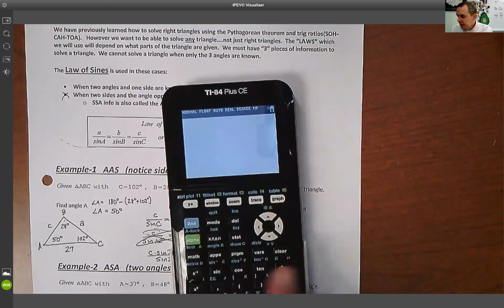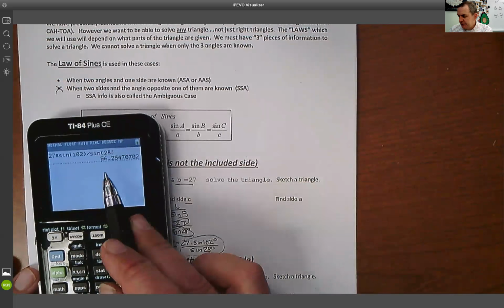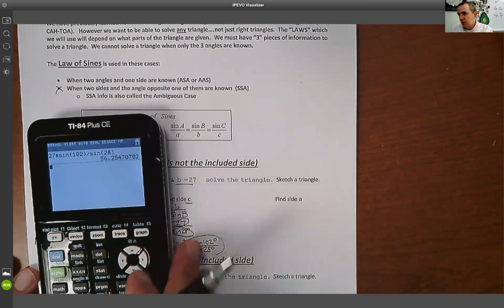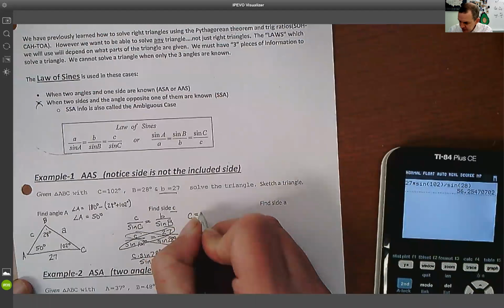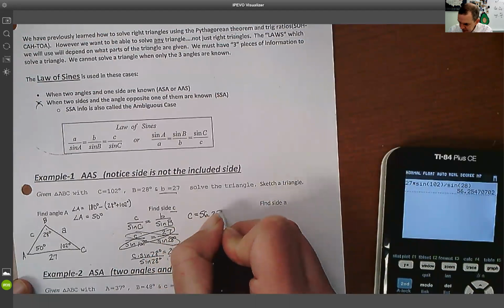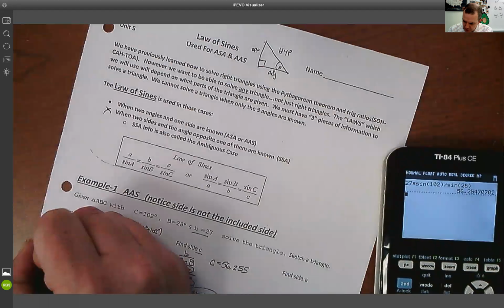So I'm good there. So now what I'm going to do is literally type this in. I'm going to do 27 times sine 102, close parentheses, so that's the top, divided by that fraction bar, sine 28. I hit enter, and it's 56.255. So again, I'm going to round that to 3 decimal places. That tells me the length of side C is 56.255. So now I know that this guy right here is 56.255.